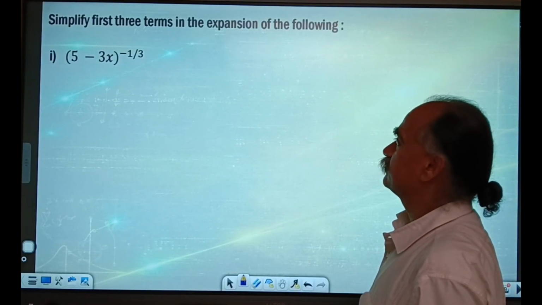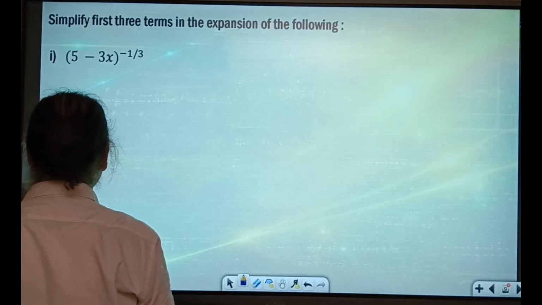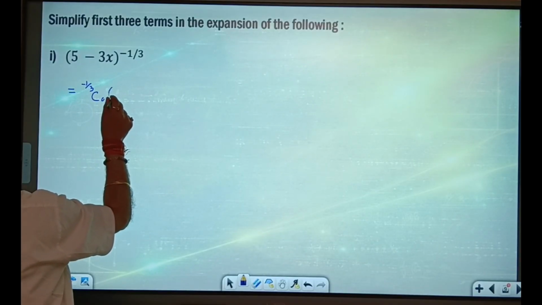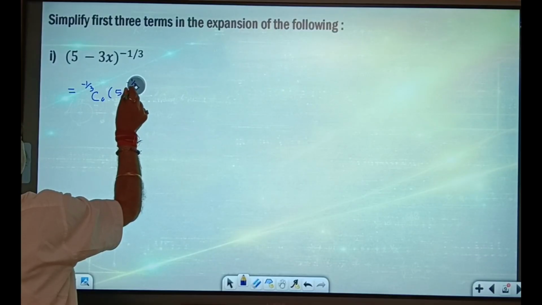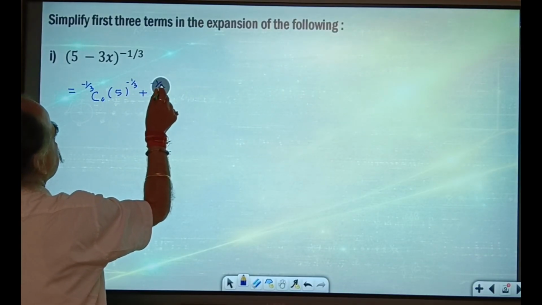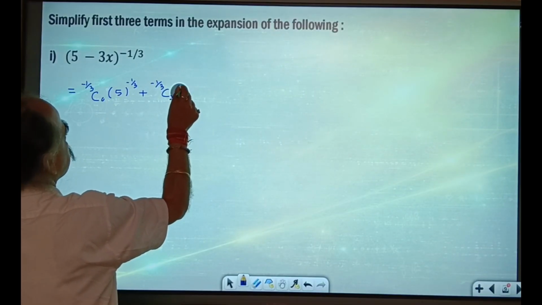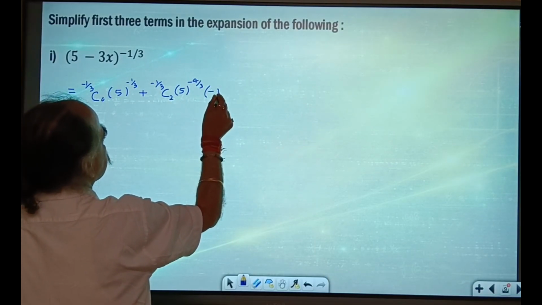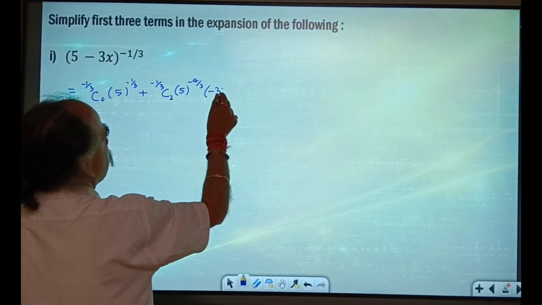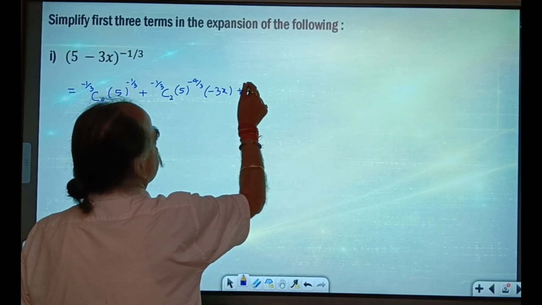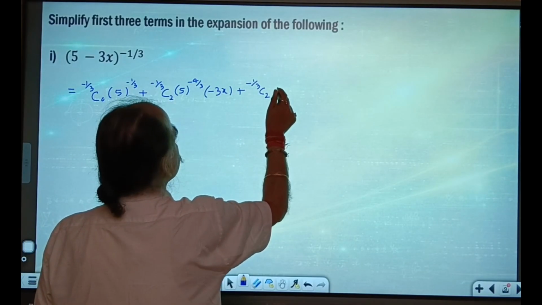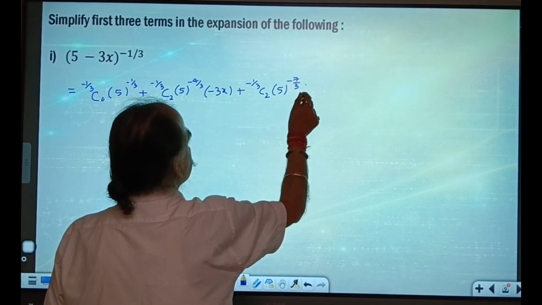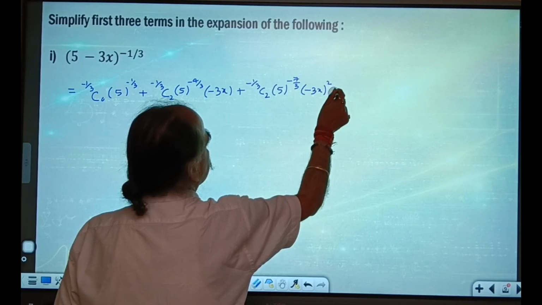Next, simplify using 3 terms: 5 is to minus 1 upon 3. Minus 1 upon 3 C0, 5 is to minus 1 upon 3, plus minus 1 upon 3 C1, 5 is to minus 1 upon 3 minus 1, which is minus 4 by 3, into minus 3x, plus minus 1 upon 3 C2, 5 is to minus 4 by 3 minus 1, which is minus 7 by 3, into minus 3x square, plus so on.